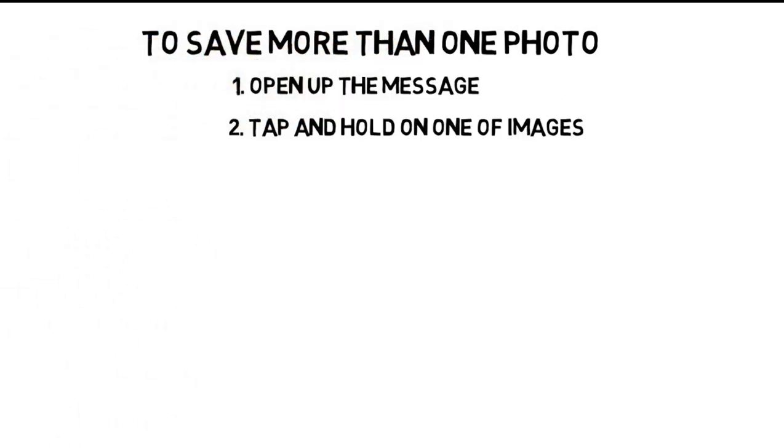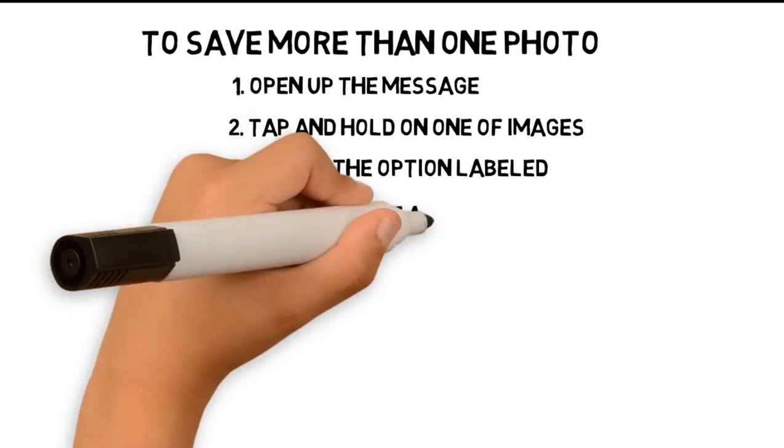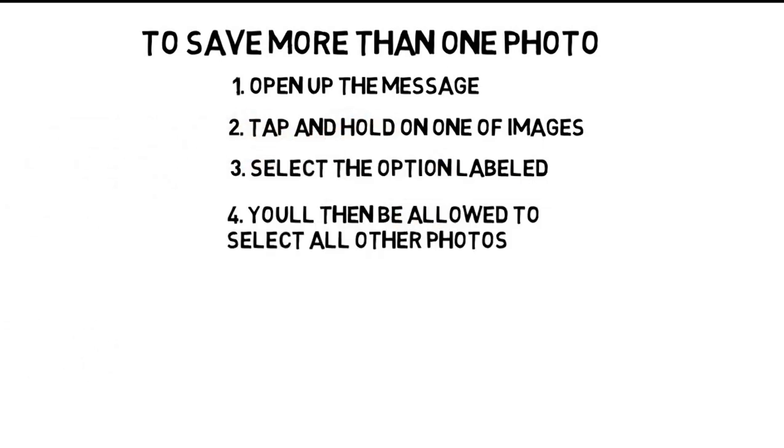To save more than one photo from a text message at the same time. Step 1. Just the same, open up the message containing the photos. Step 2. Tap and hold on one of the images you wish to save until you bring up a small menu. Step 3. Select the option labeled as Save Attachment.